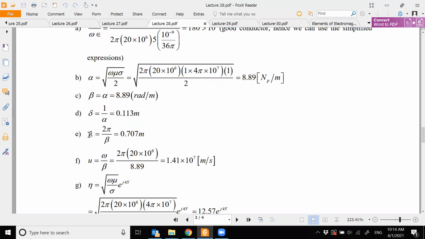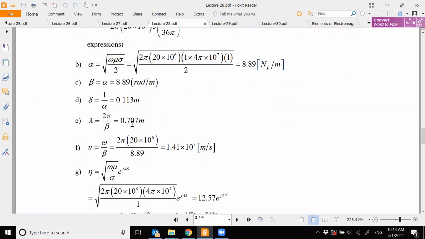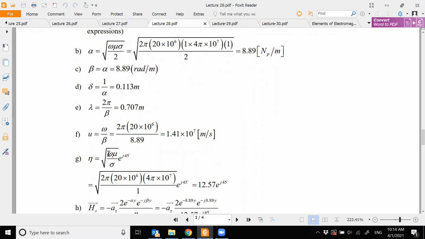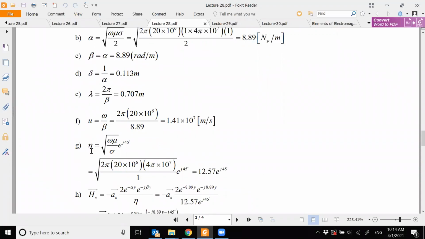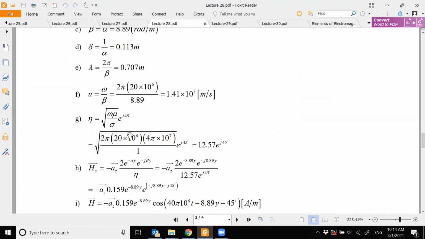Then this is lambda, which is 2 pi over beta, 0.707 meters. Phase velocity is omega over beta, and you have substituted here. Then you have eta, simplified expression, root of omega mu over sigma e power j 45. So put all the values here. It is 12.57 ohms e power j 45 degrees.